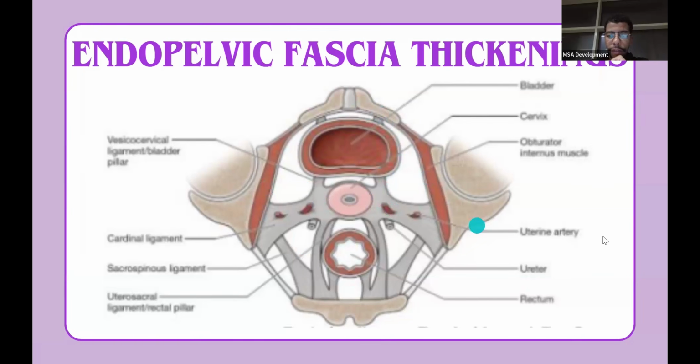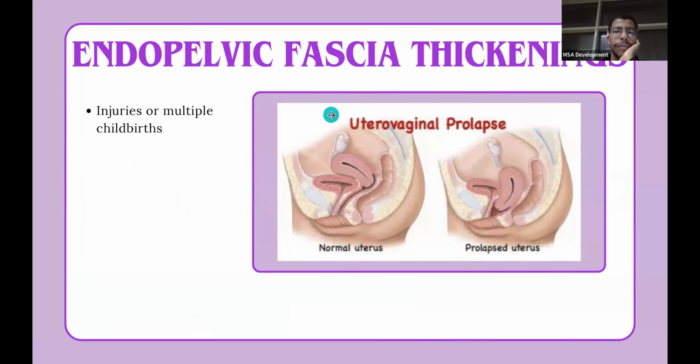I think that's it for this slide. Now, again, if anything happens to these ligaments, we said that they hold the uterus in place. If the structures that hold the uterus in place get damaged or injured, the uterus is obviously going to fall.